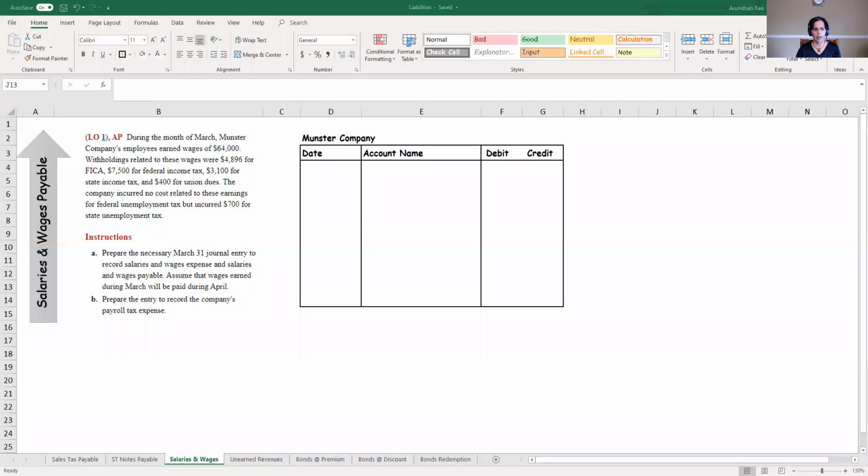Hello and welcome to the third topic on current liabilities. Now we're going to take a look at salaries and wages payable.